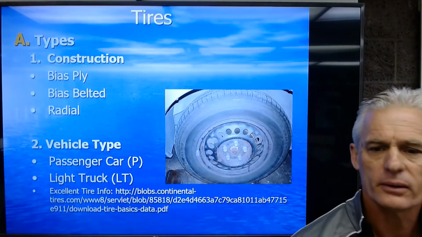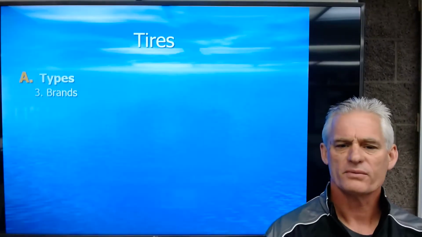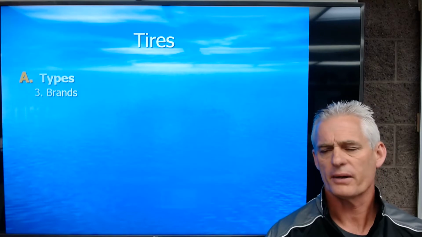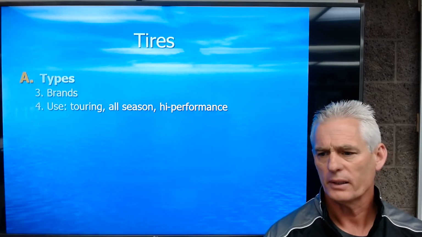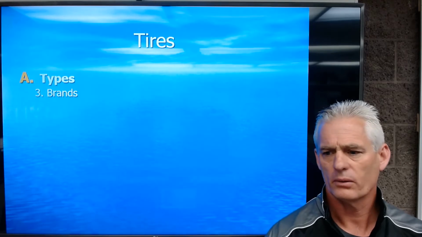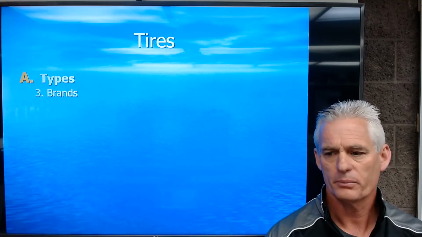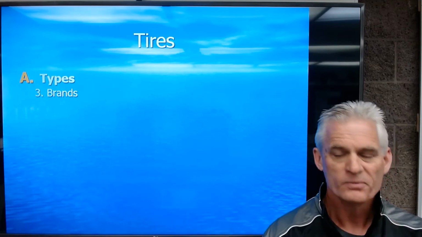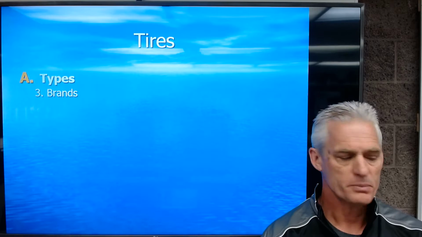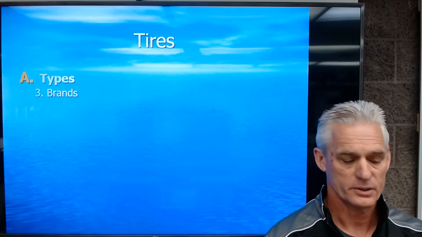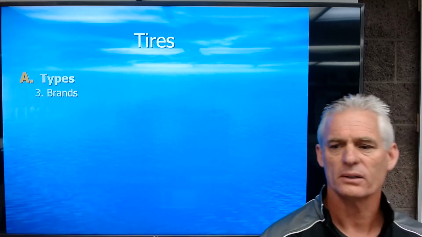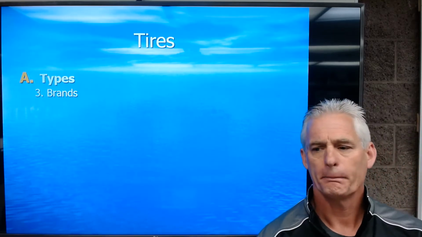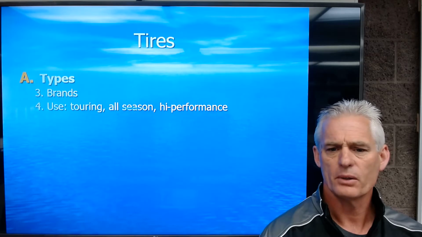Let's continue here. So types of tires, well, brands of tires, whether it's Michelin or Yokohama or Kumho or Falcon or Bridgestone or different types of tires. A lot of that's going to depend on your experience. My experience is Michelin, though it's kind of an expensive tire. You pay for the name. They really do seem to outlast a lot of other tires. But there are others. Anyways, let's keep going here.